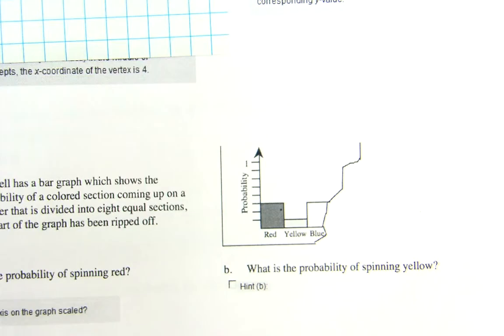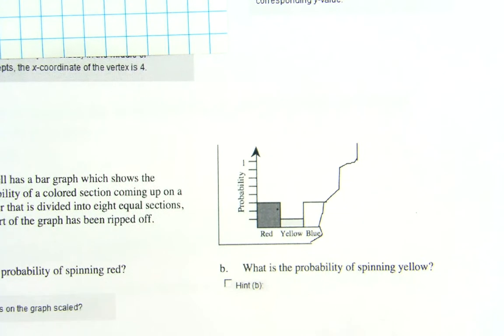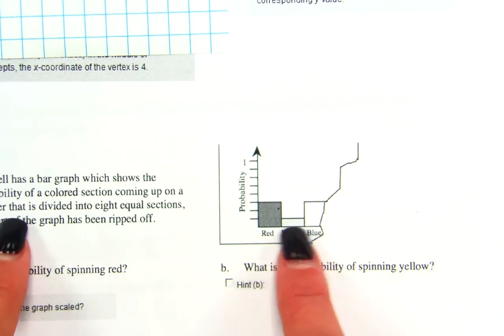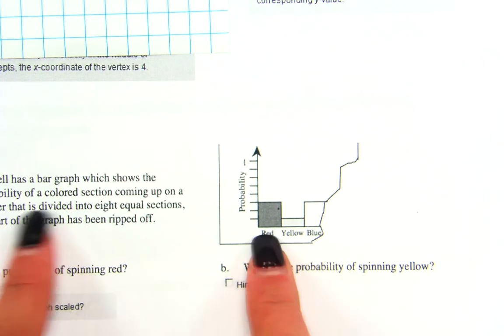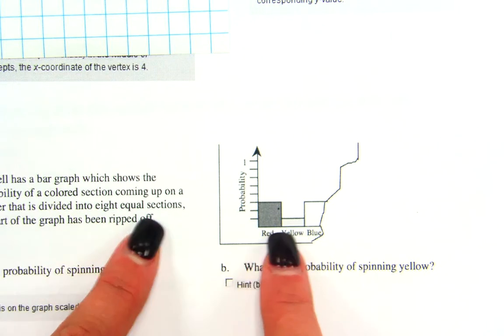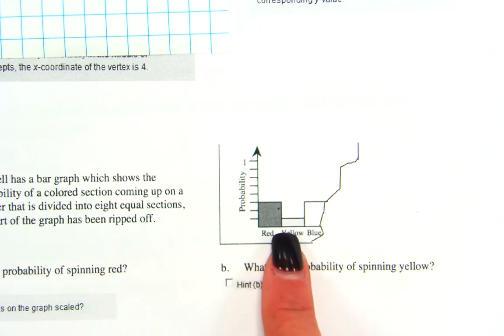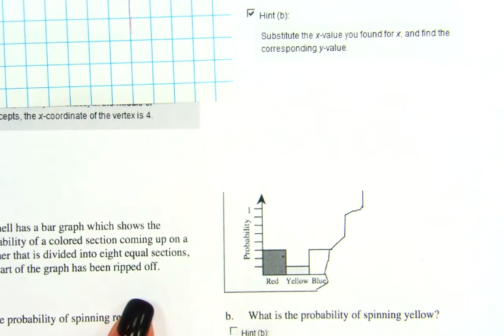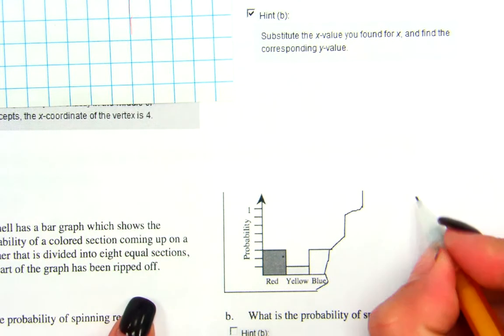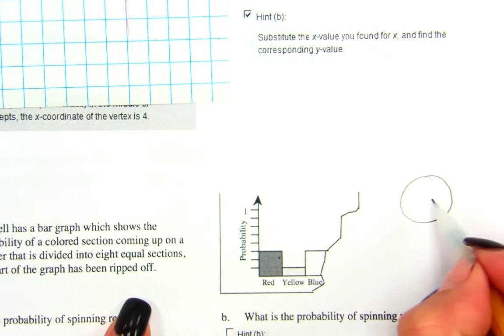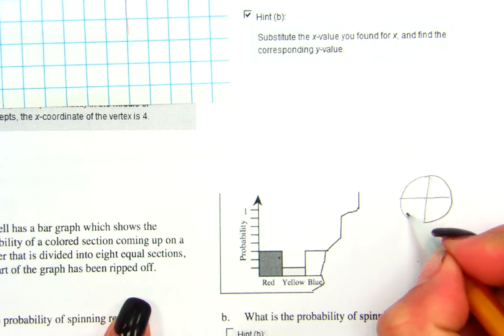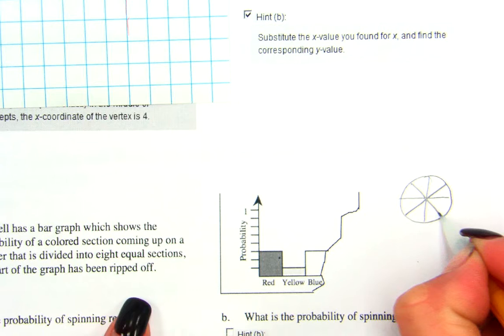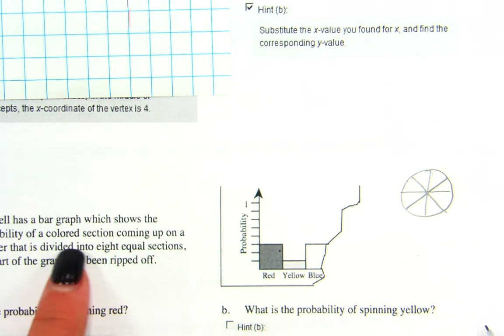Donald has a bar graph which shows the probability of a colored section coming up on a spinner. This is so weird. I've never seen this before, but it's okay. It's divided into 8 equal sections. So think of a spinner in 8 equal sections. I actually drew that. So we'll use a spinner. This is 1, 2, 3, 4 equal sections, and this is 8 equal sections.